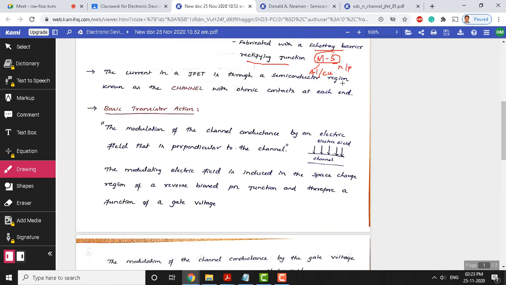Current in a JFET flows through a semiconductor region known as a channel. So there is a channel here, you can see that. Current will flow through the channel, and if you look at the basic transistor action, it is the modulation of the channel conductance by an electric field that is perpendicular to the channel. As you are seeing, I have written a pictorial view of the point I have covered here.